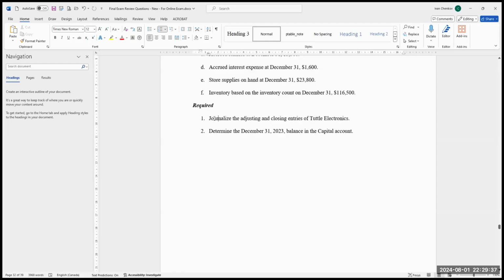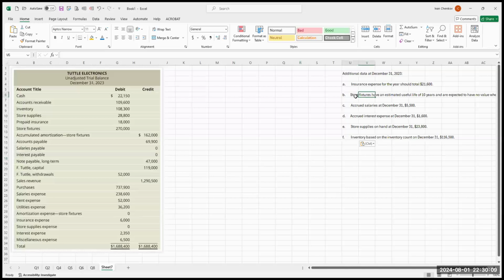First, we have to journalize the adjusting and closing entries for this company. And then we have to determine the balance of the capital account. In order to determine that balance, we have to do the closing entries. So let's get busy. Seems like a difficult question. At the end of the day, it's just a very, very simple question, which I don't think is going to give you a challenge, but you can always surprise me.